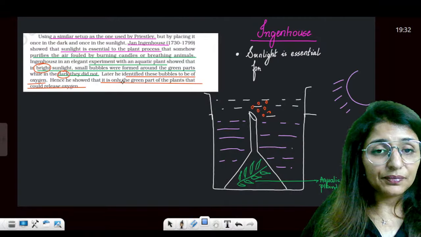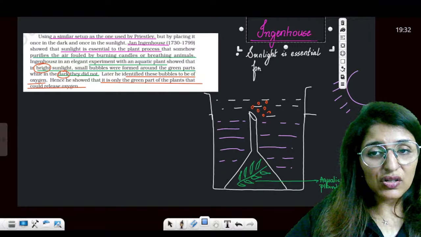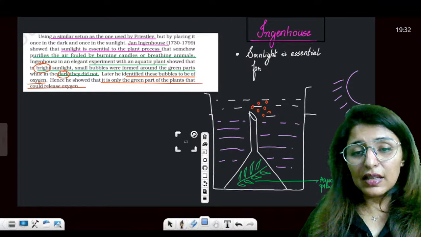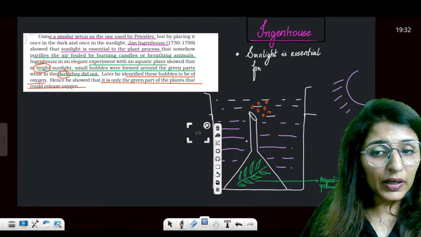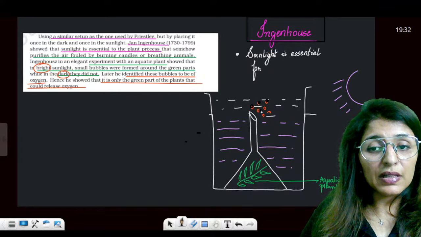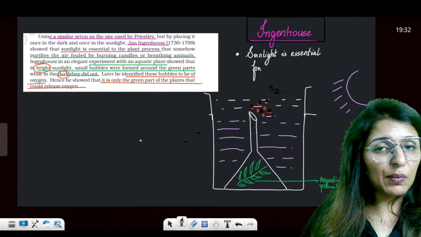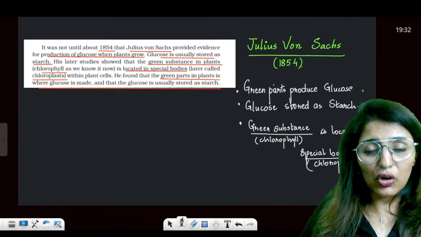See this. Now Engelhouse proved that light is essential for photosynthesis. He also experimented with this aquatic plant. When the aquatic plant was placed in sunlight, it was producing these bubbles, which were found out to be oxygen. But when the same setup was kept in dark, these oxygen bubbles were not produced.